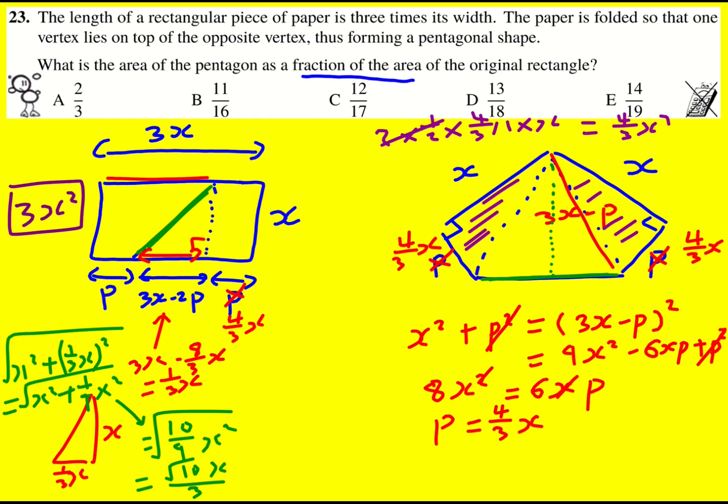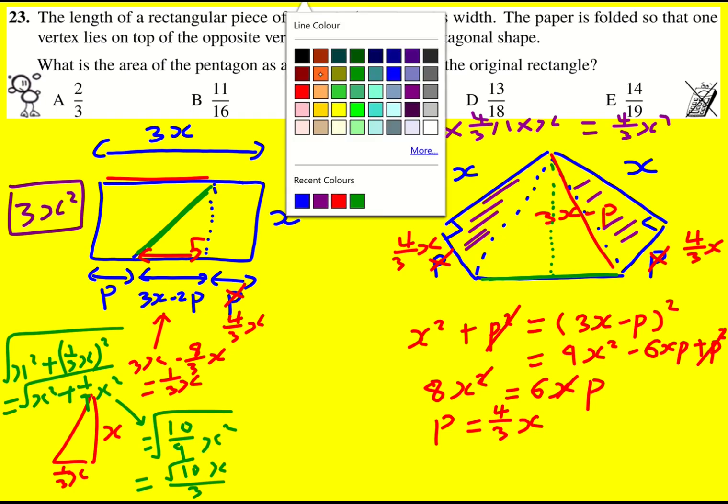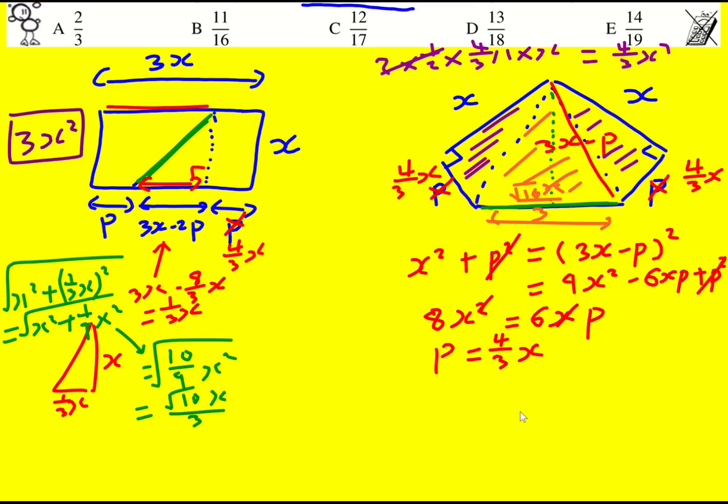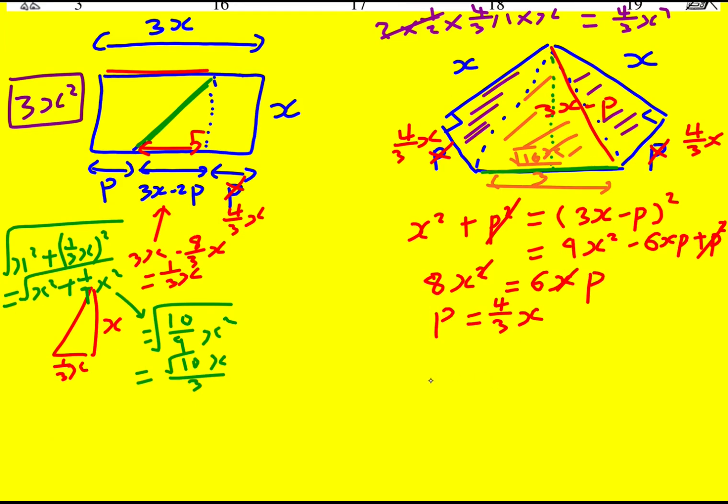Right, now I just need to work out the rest of the triangle. I better use a different color. I haven't used orange yet. I want to work out this orange triangle. I have the base, because the whole base is what I've just found, this root 10 x over 3. So I just need the height. What I'm going to do is look at parts of the triangle. Let's just look at the right-hand side.